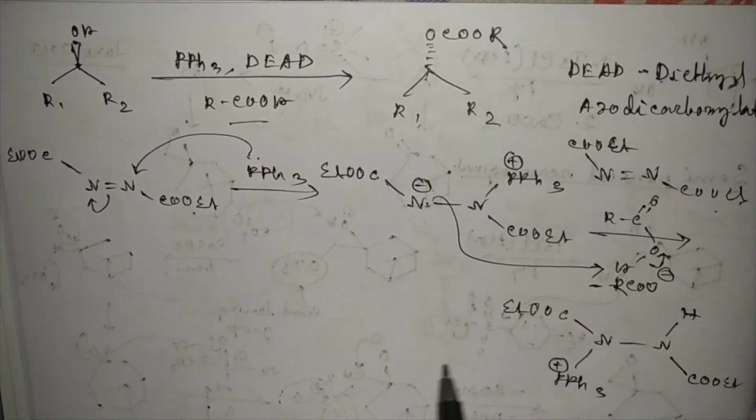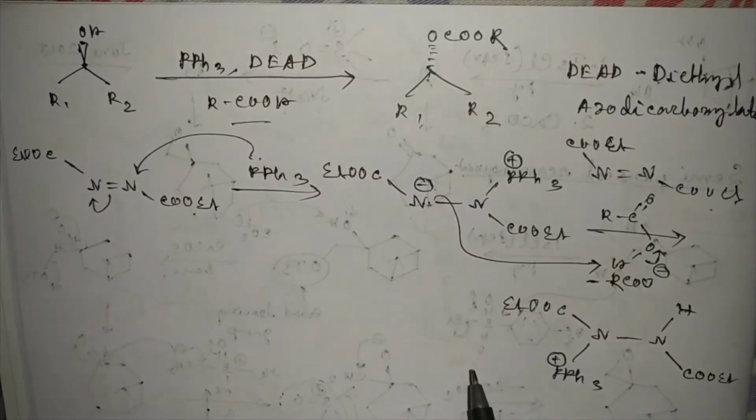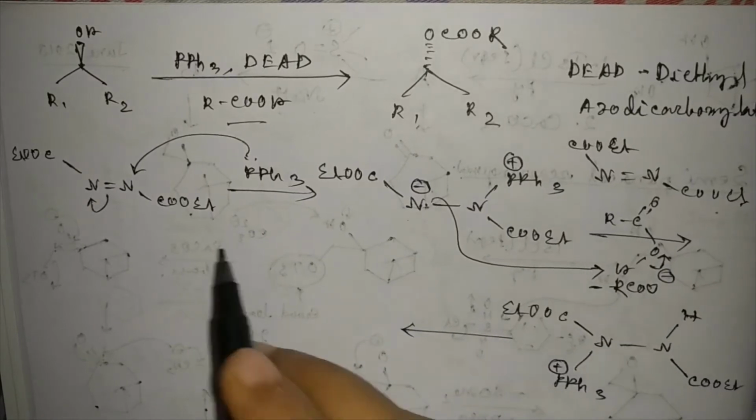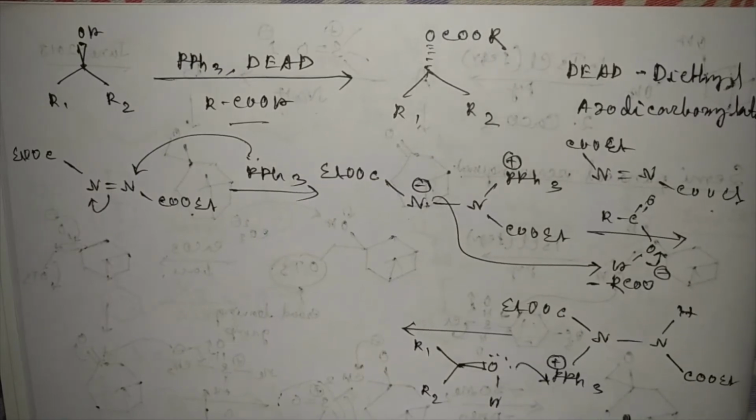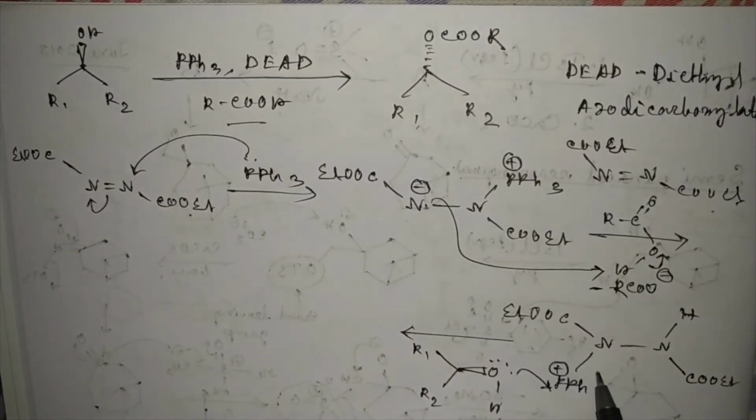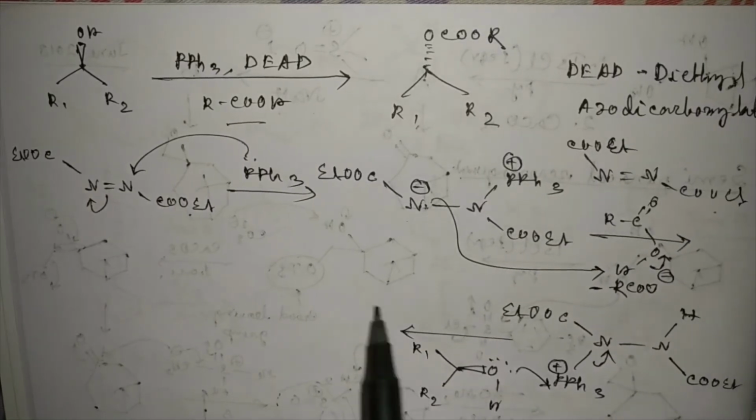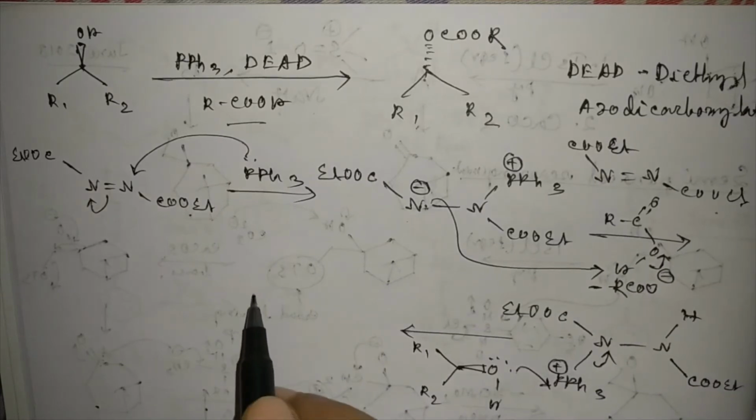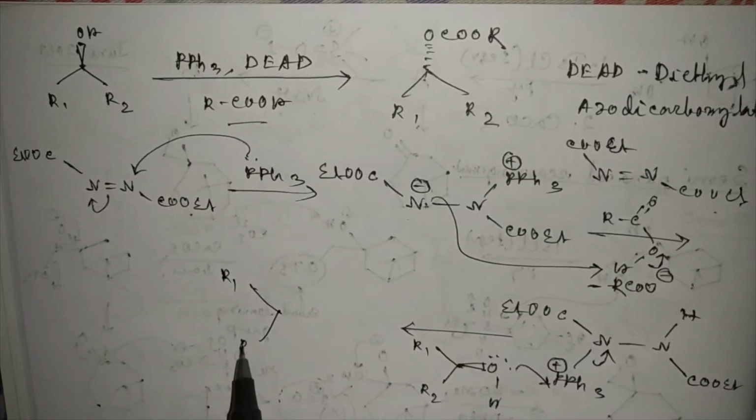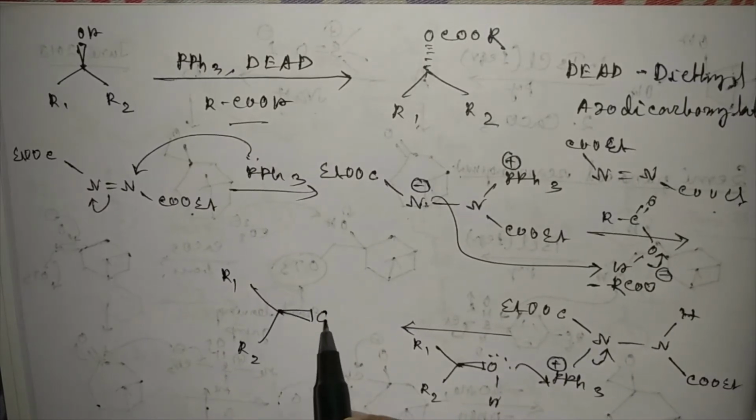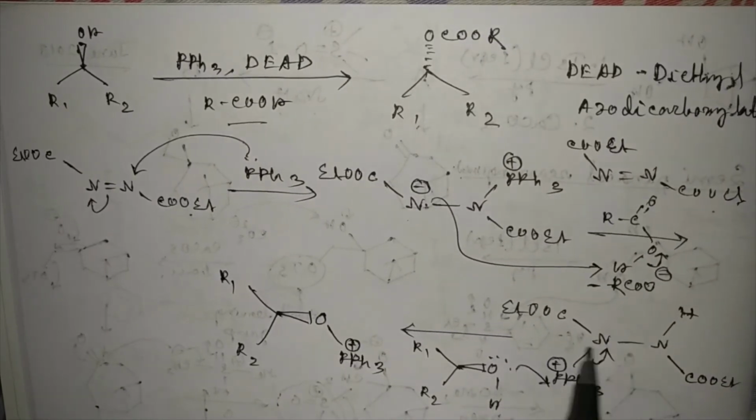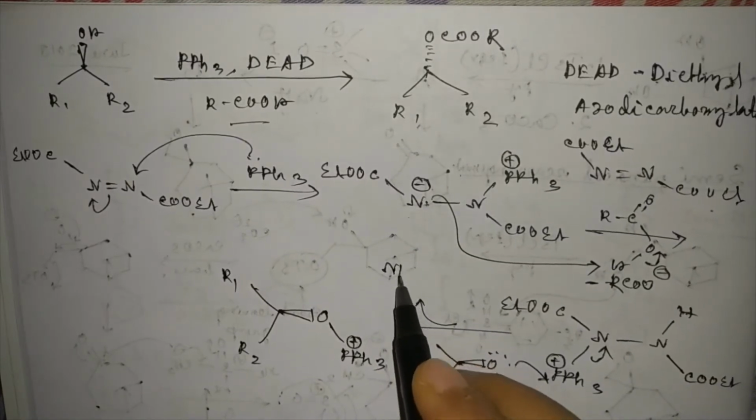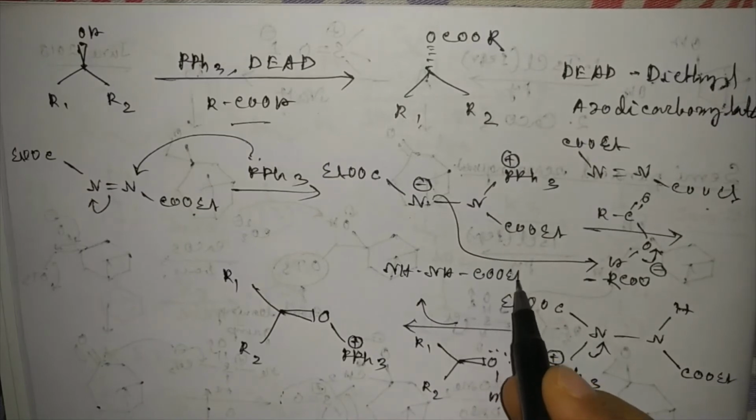So this will be formed. After that, the alcohol will attack this PPh3, and so this will form O-PPh3+, and it will be NH-COOEt, COOEt.